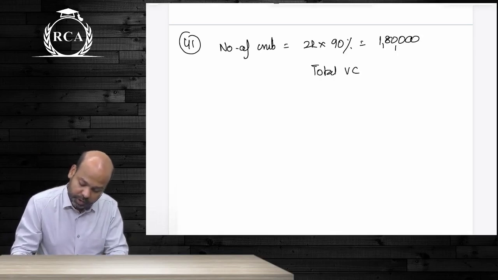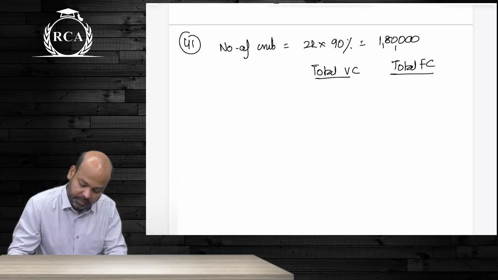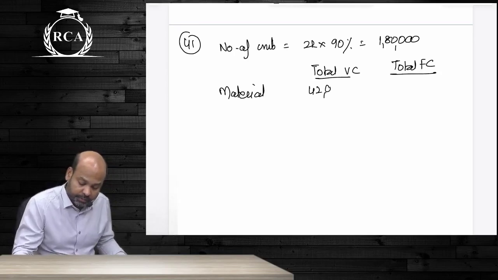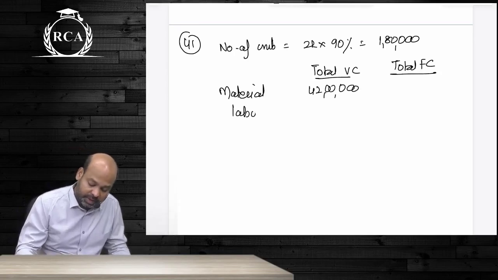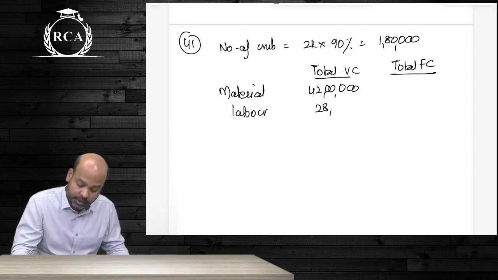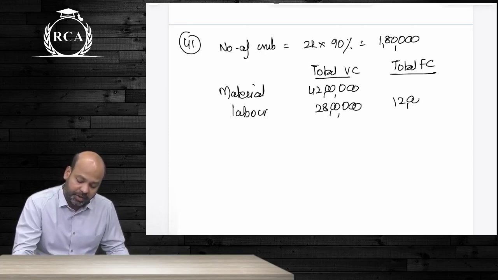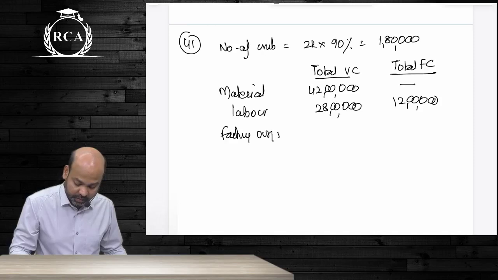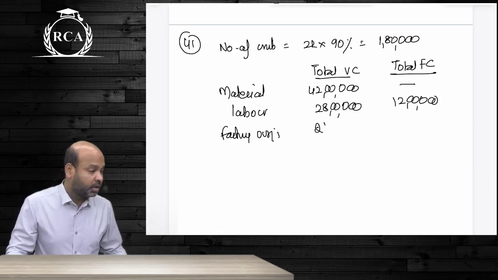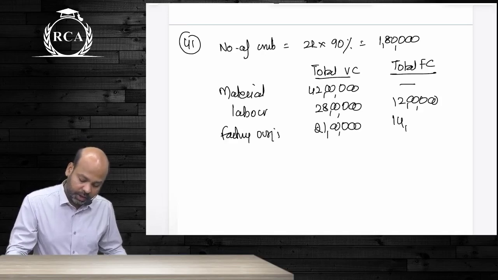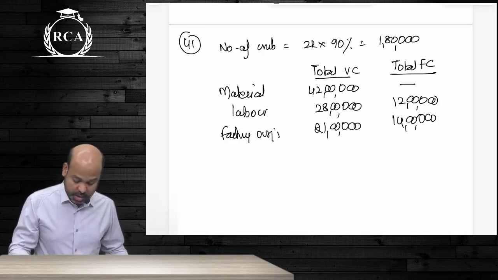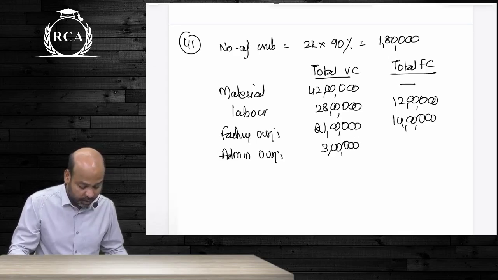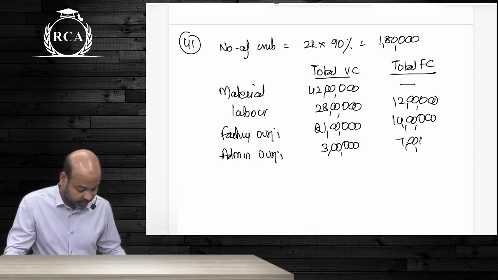Total variable cost, total fixed cost. Let us just write the information like this. Material guys right now is entirely variable, 42 lakhs. Labor में बेटा 70% variable, 28 lakhs. 12 lakhs will be fixed cost. Factory overheads में बेटा 35 lakhs का 60%, 21 lakh will be variable, 14 lakhs will be fixed. Admin overheads guys 10 lakhs into 30%, 3 lakhs variable, 7 lakhs fixed.